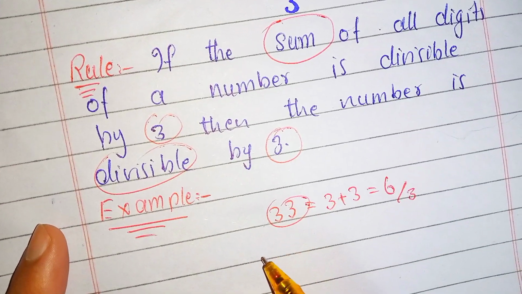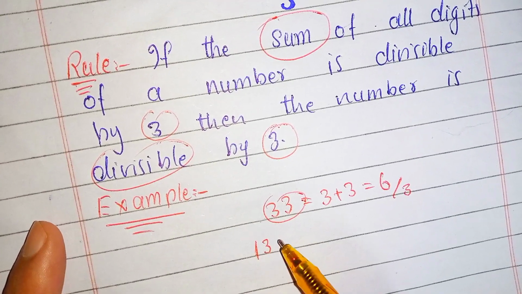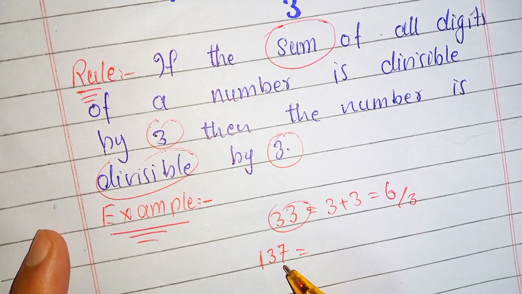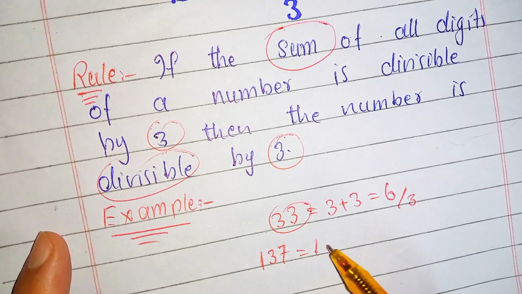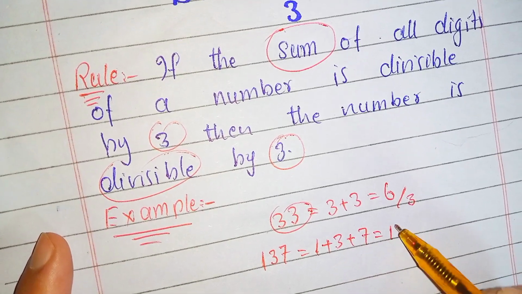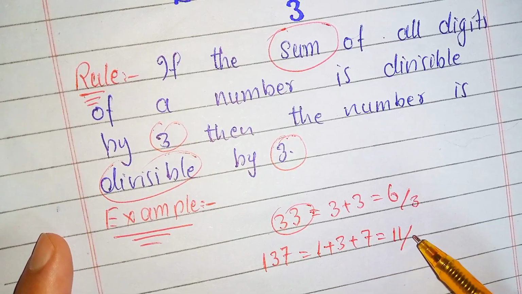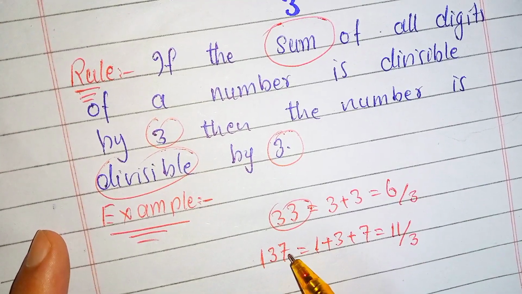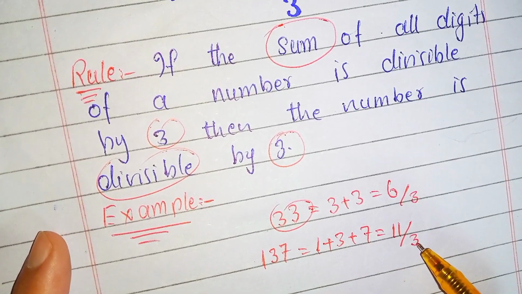Let's take another example, 137. Let's check whether this number is divisible by 3 or not. 1 plus 3 is 4, plus 7 is 11. So 11 is not divisible by 3. 137 cannot be divided by 3.